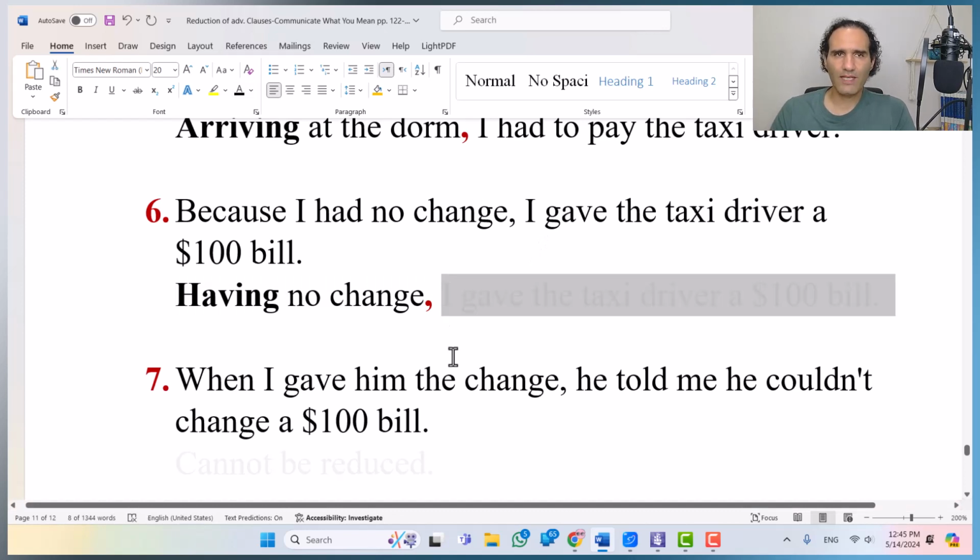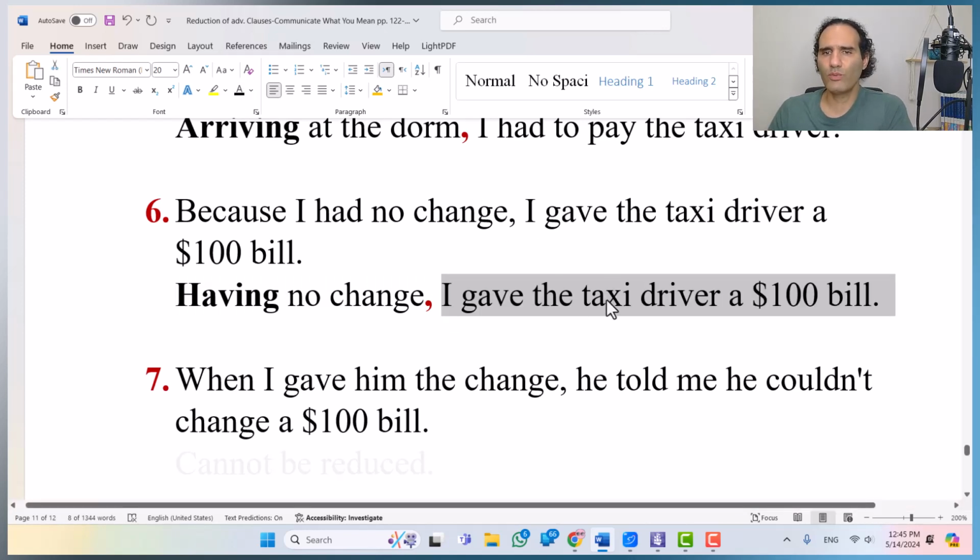I gave the taxi driver, I want you to read it. I gave the taxi driver a $100 bill. Who said a $100 bills? Incorrect. A $100 bill. Why?